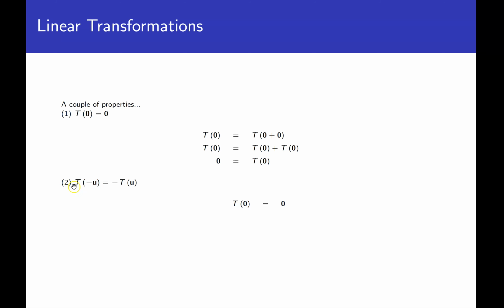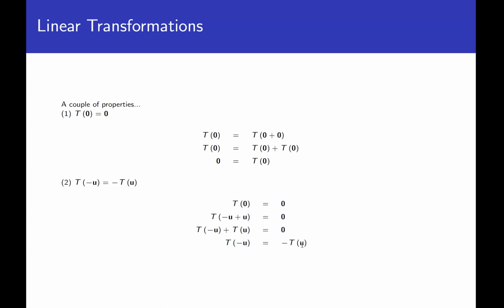Here's another one. If you apply the transformation to an inverse of a vector, that has to be the inverse of the image. So what this says is the image of an additive inverse is an additive inverse of the image. Okay. Start with what we just proved. Of course, I can write the 0 vector as a vector and its additive inverse added together. Split it up over the plus sign. And then move this over to the other side. So not a very difficult proof at all for that.